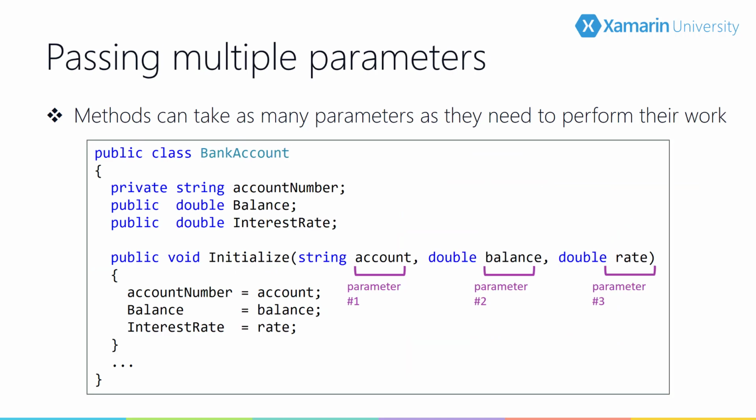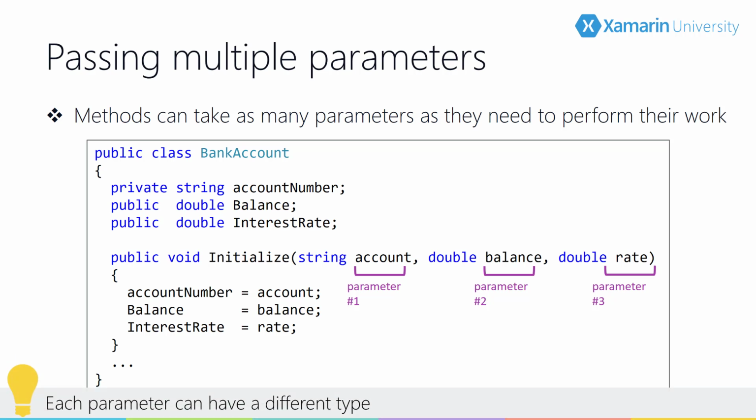On top of that, you can also have multiple parameters. You just separate the parameters with a comma. For example, with this method initialize, if you wanted to call it, you would have to provide a string, a double, and another double.